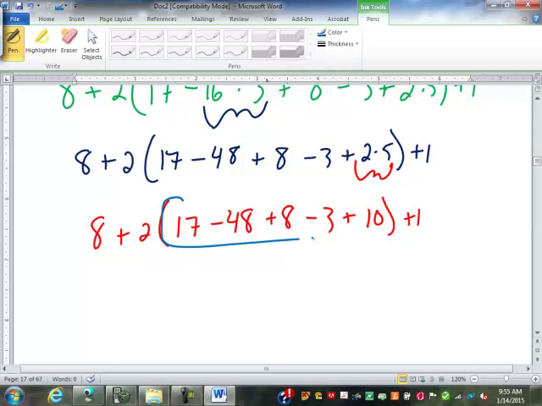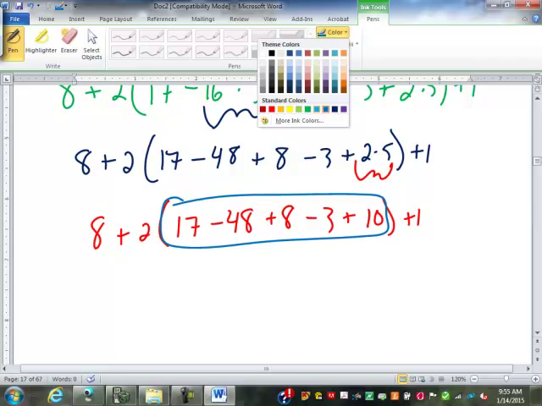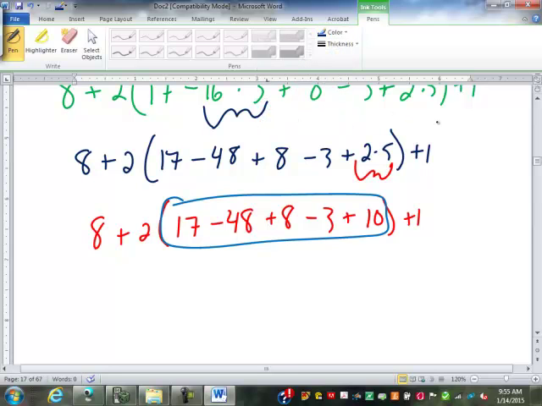Now, we're still working inside the parentheses here. Are there any more multiplication or division? No. So all we have left is addition and subtraction. So we're going to go left to right. 17 minus 48 is a negative 31.